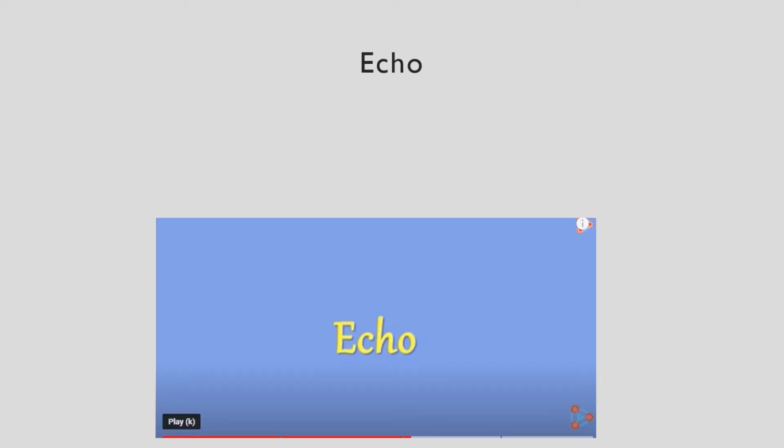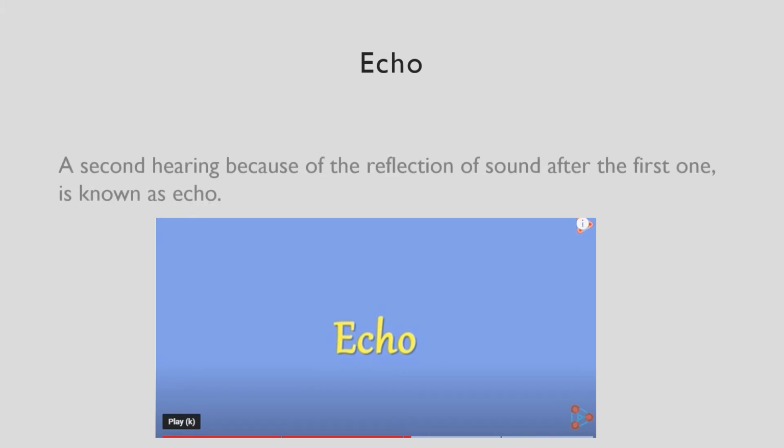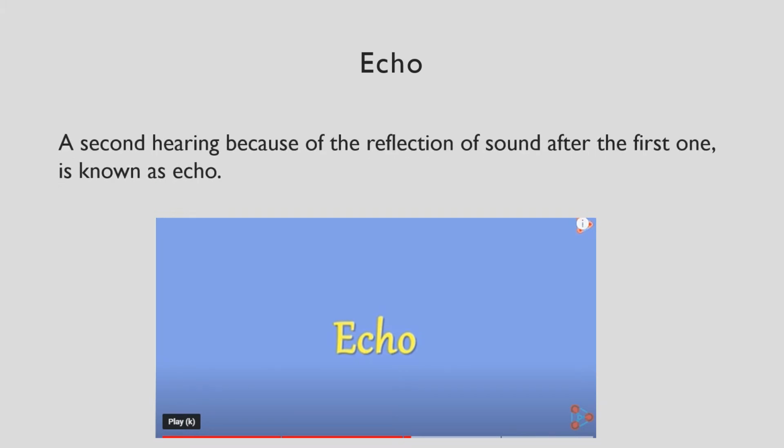So first we'll discuss what is echo. Echo is the second hearing of sound due to the reflection of sound after the first one. So if you make a sound, you will hear that sound, and it goes and hits a surface and reflects and then comes back to you and you will hear the second sound. So you will hear the same sound two times. It repeats. So this process is called echo.